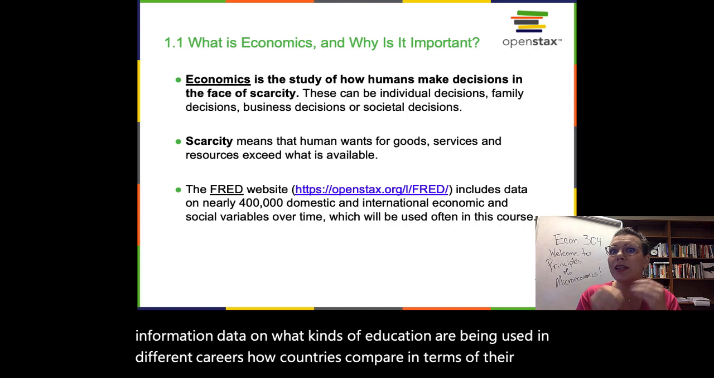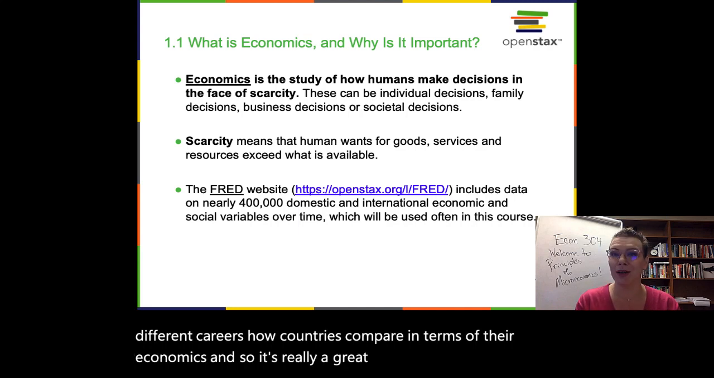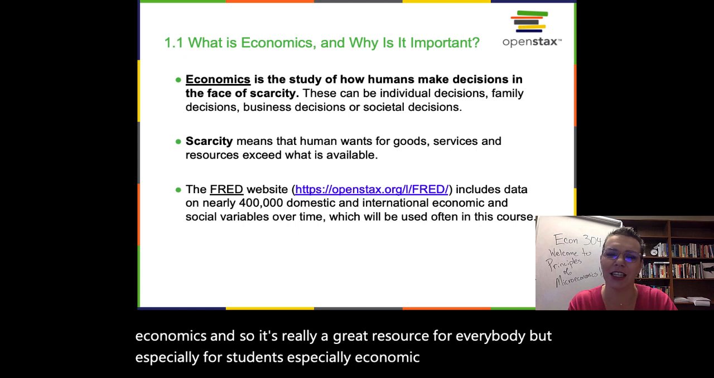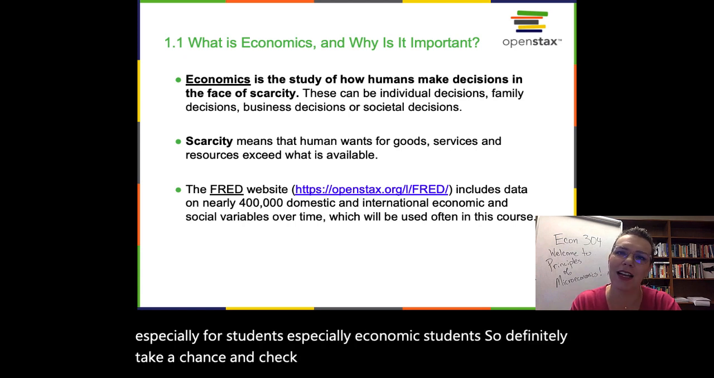And so it's really a great resource for everybody, but especially for students, especially economics students. So definitely take a chance and check that out. And we'll talk more about that data later on.